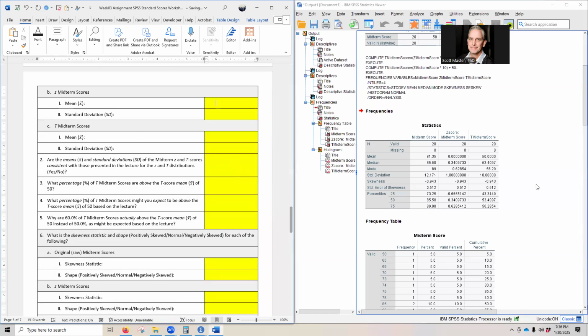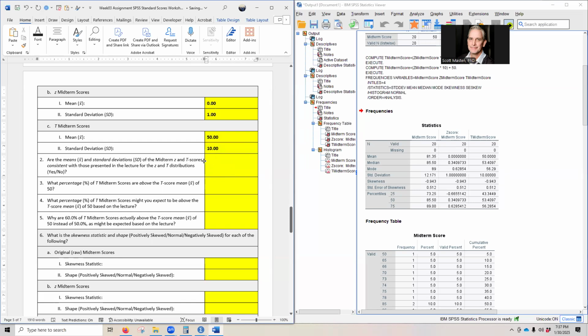How about for z midterm scores? Well, z midterm scores, the mean is 0. Standard deviation is 1, as you might expect, given that they are z-scores. So t midterm scores, the mean is 50, standard deviation is 10. So 50 and 10 are the answers.